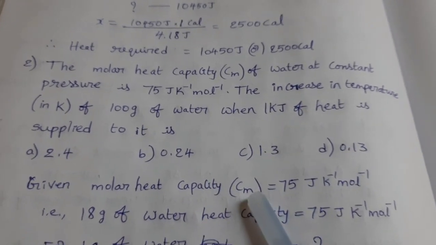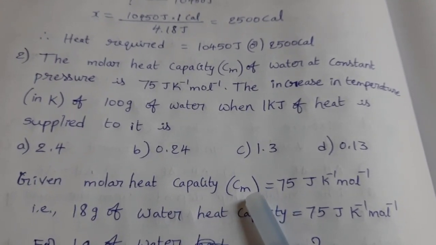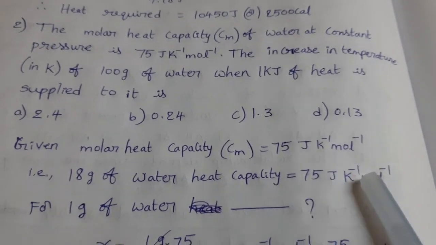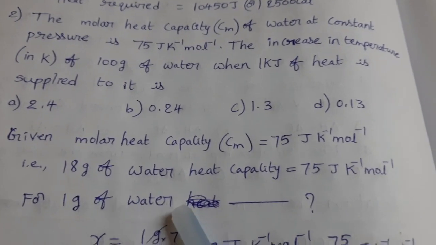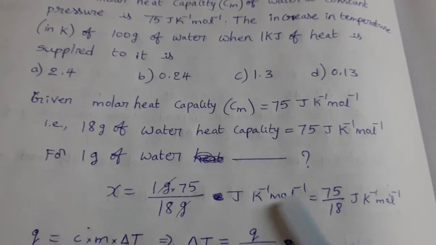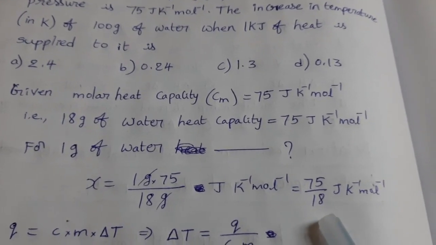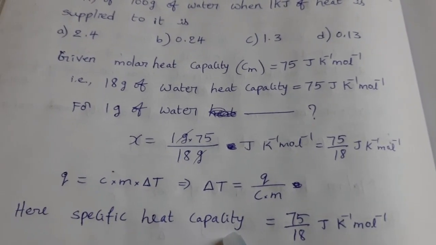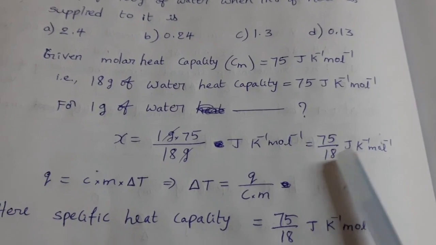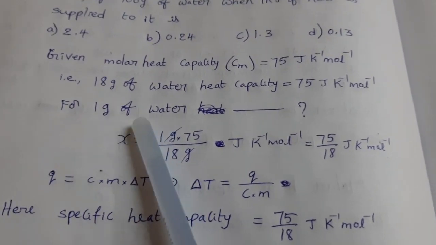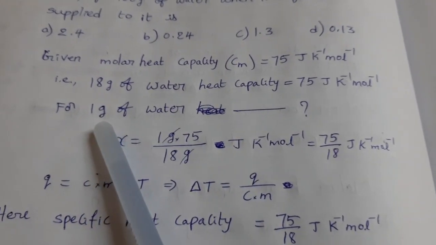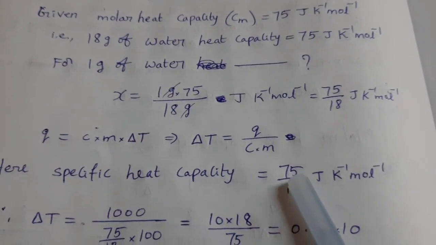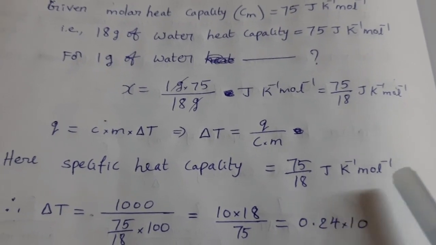So given molar heat capacity. Molar heat capacity of water is this much, means for 18 grams of water the heat capacity is this one. Now for 1 gram of water, how much? This one, 75 divided by 18 joule Kelvin inverse. This is nothing but specific heat capacity because it is related to 1 gram of water. So heat required to raise the temperature of 1 gram of water by 1 degree Celsius is 75 divided by 18 joule.